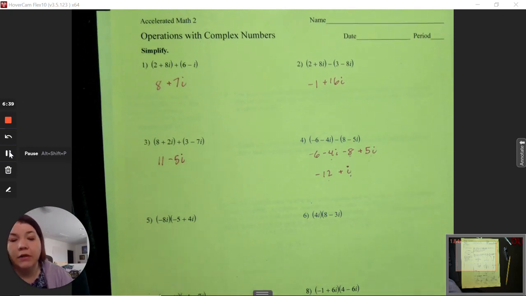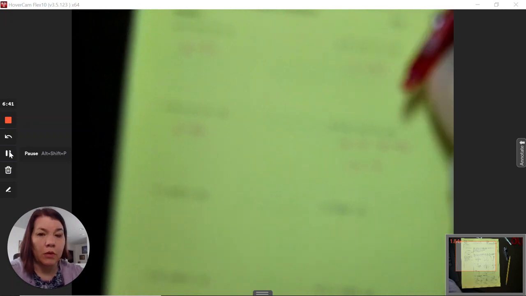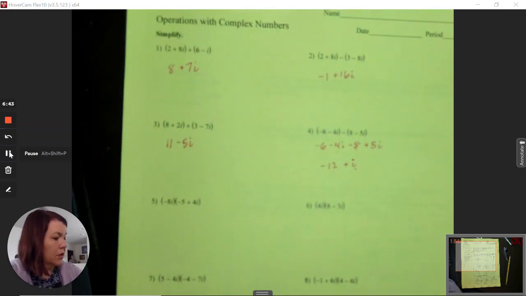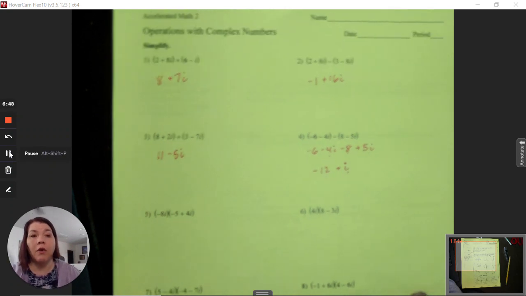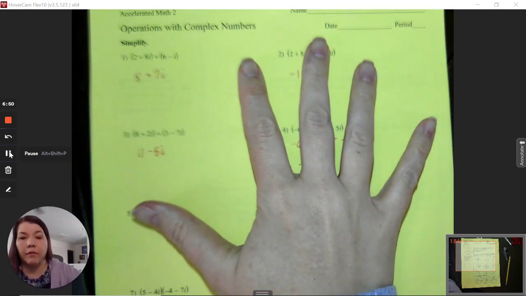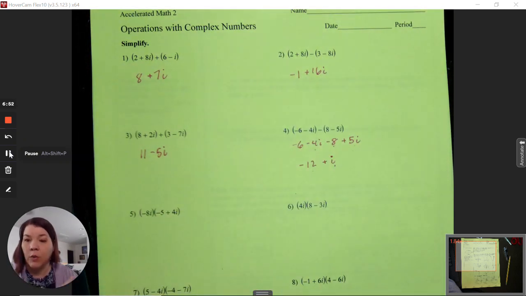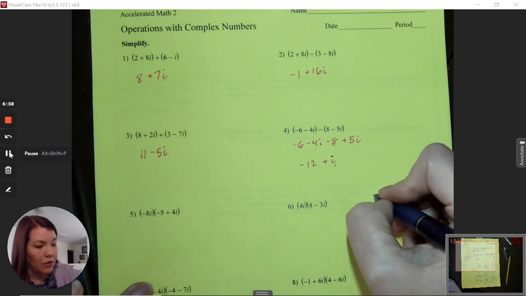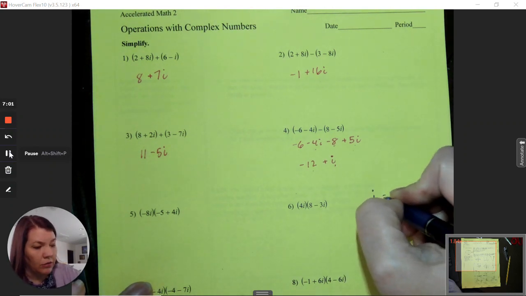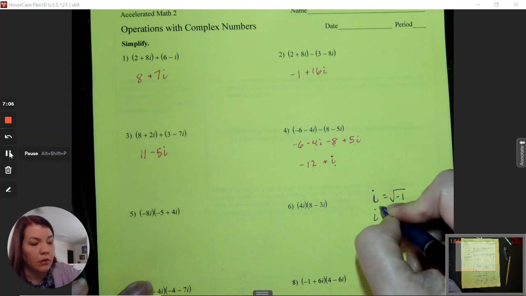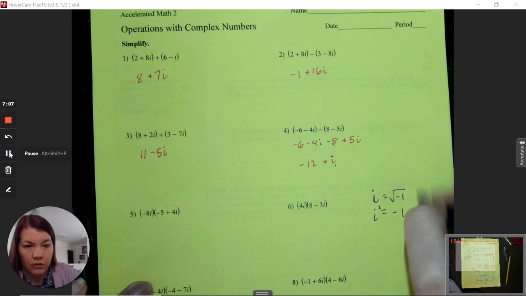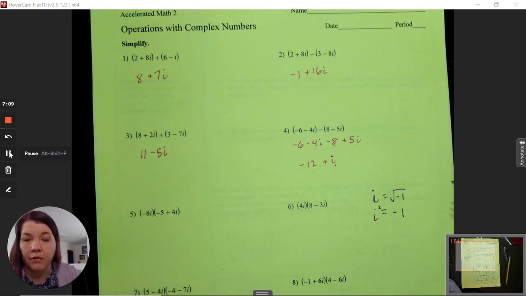All right, so now we've got some basic multiplication. We're just going to start by distributing. So don't forget, all of the old rules still work. The only weird thing is that i squared is -1, so you have to remember to switch it around. That's the only hard part. So I'm going to go ahead and write that down. i is equal to the square root of -1, and i squared is equal to -1. Those are very clear statements. Good luck.